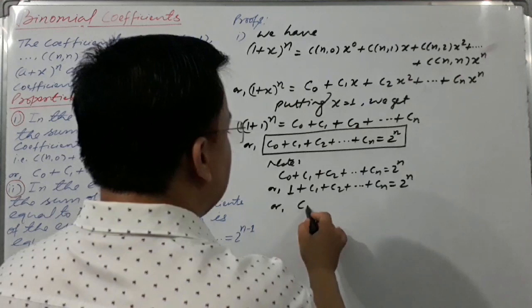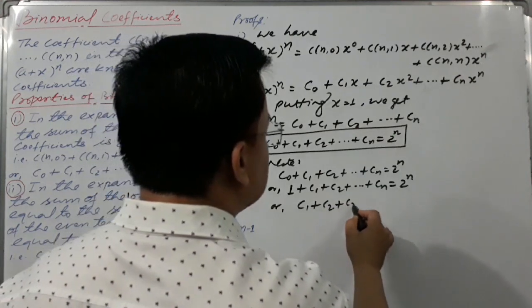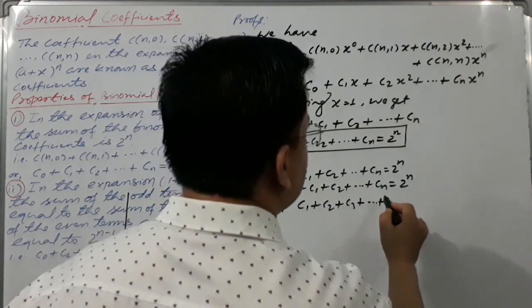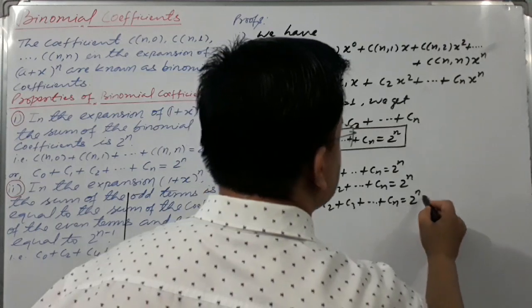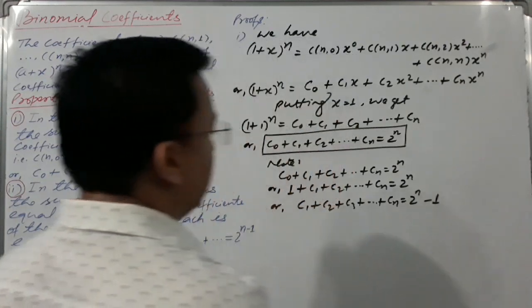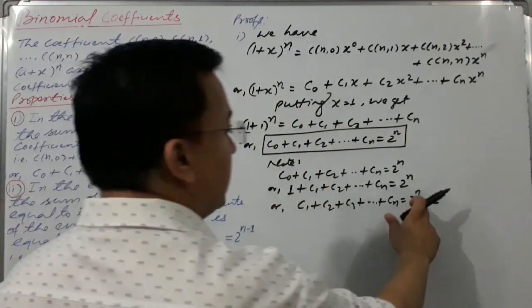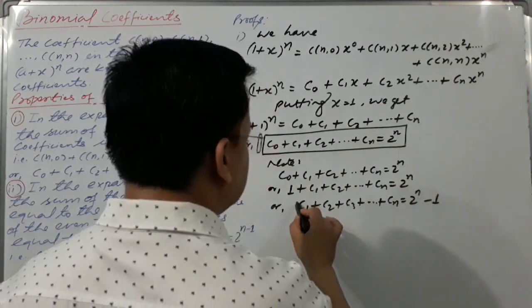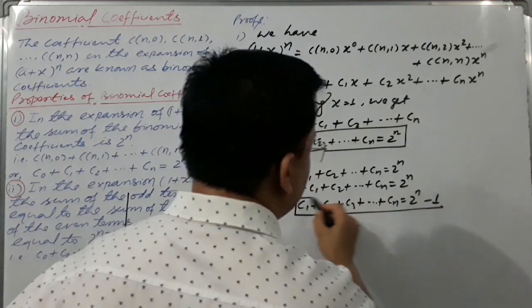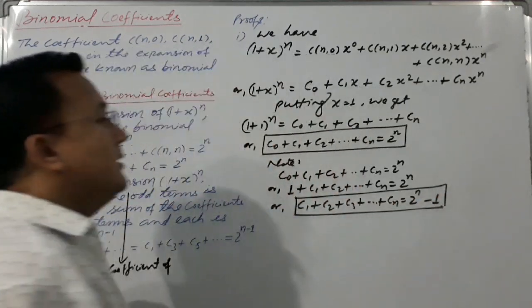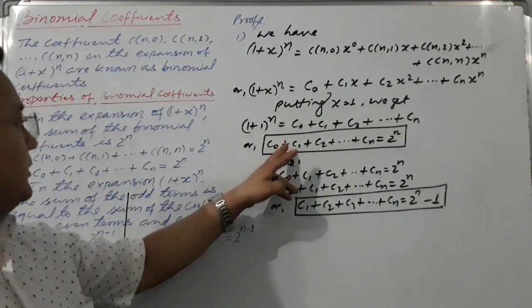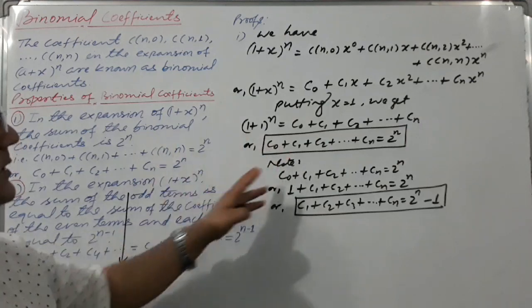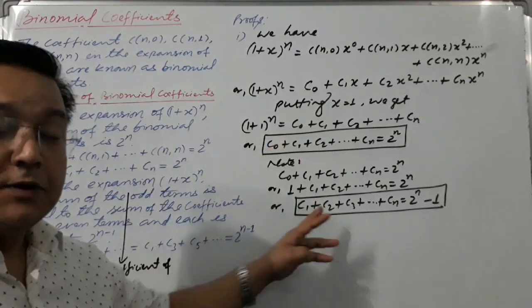Or you may write down C1 + C2 + C3 + ... + Cn = 2^n - 1. Minus 1 is not in the power here, it is 2^n subtract 1. You can memorize this also. Actually this is the property, and from this property we have derived this one.